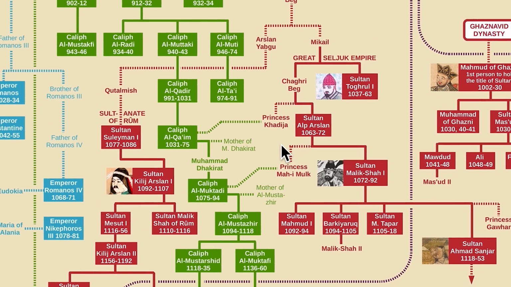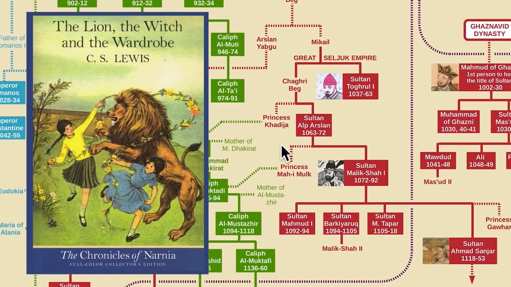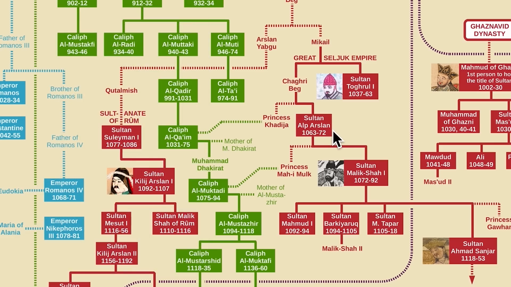Now, if you are, like me, a fan of the Narnia books, you might be wondering if there's a connection between Arslan and Aslan, and indeed there is. They are two different ways to pronounce the same word, which means lion in Turkish. Alp Arslan's main accomplishment was his victory at the Battle of Manzikert.